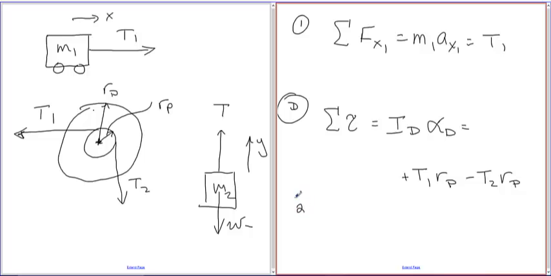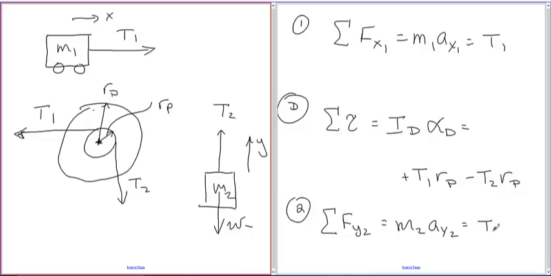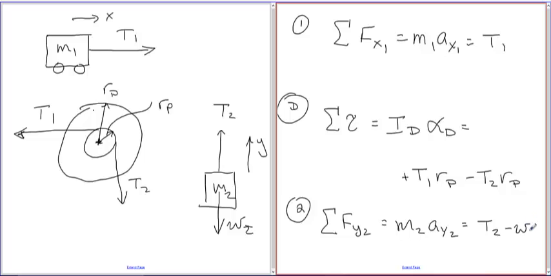And then we have the hanging mass. Here we have just forces acting in the y direction, because it's just hanging. So it's going to be the sum of the forces in the y direction for object 2. That's equal to m2 a sub y2. And what do we have? We have T2 pulling up, and we have W2 pulling down. So that's for this one.